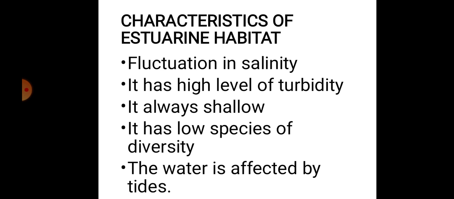We have another one. It has a high level of turbidity. Turbidity of estuarine habitat increases, especially during the rainy season, when lots of debris are brought down by rivers to the habitat. This high turbidity also reduces the rate of photosynthetic activities.